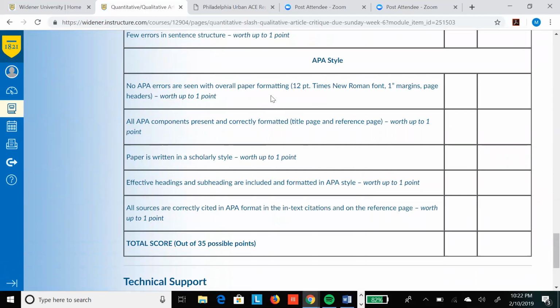Make sure you're using 12-point Times New Roman font, 1-inch margins, page headers. You want to make sure all APA components are present and correctly formatted. So that's your title page and your reference page. Your paper should be written in a scholarly style. You want to make sure you have effective headings and subheadings that are included and that are formatted in APA style. And you want to make sure all sources are correctly cited, of course, in APA format in the in-text citations and on the reference page.